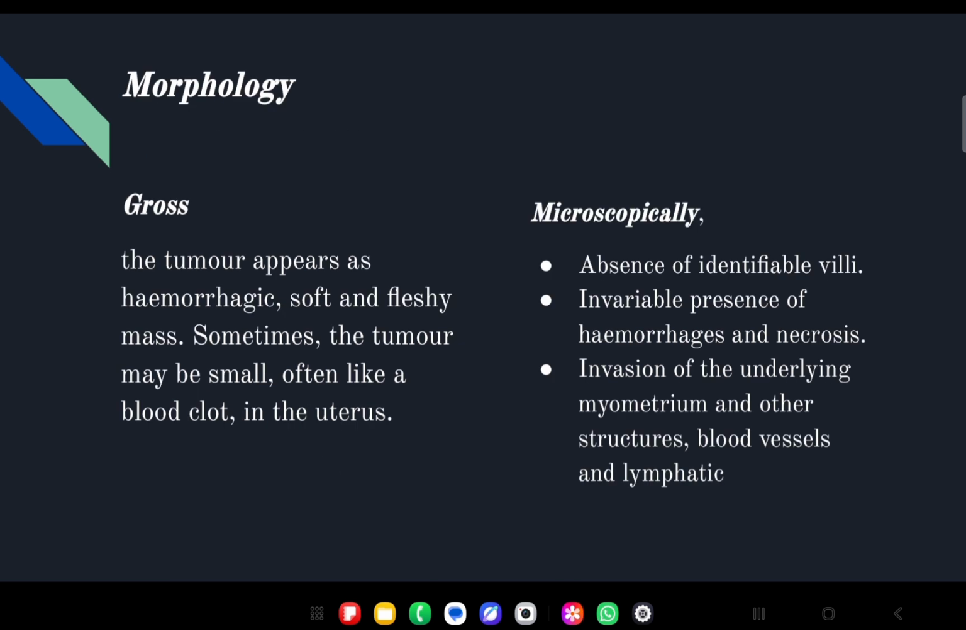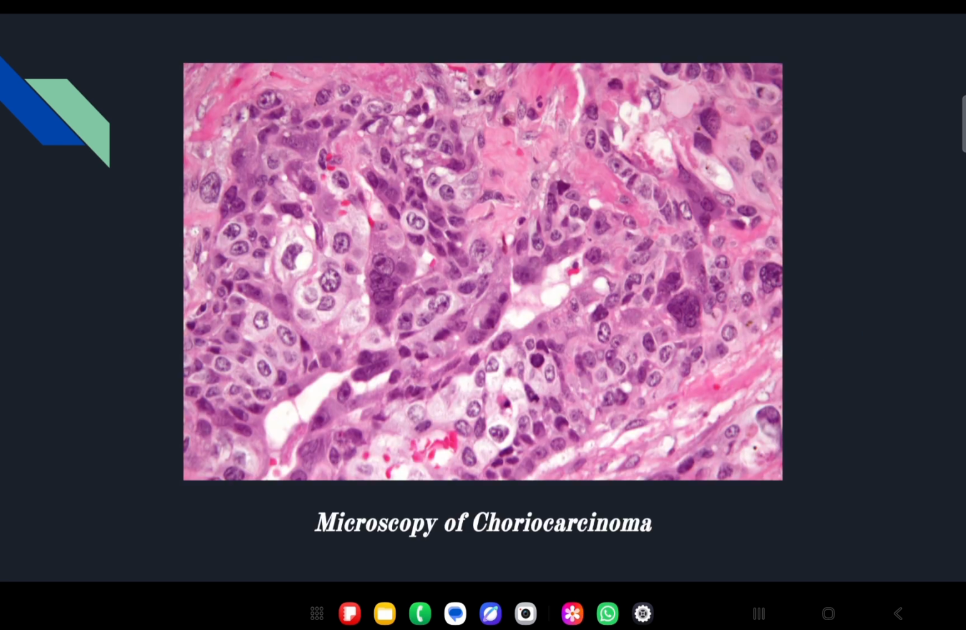Morphology. First, the tumor appears as a hemorrhagic, soft and fleshy mass. Sometimes the tumor may be small, often like a blood clot in the uterus. Microscopically, there is an absence of identifiable villi, as there is a proliferation of syncytio- and cytotrophoblasts, so the villi are not identified properly, and there is invariable presence of hemorrhagic necrosis, and invasion of the underlying myometrium and structures, blood vessels, and lymphatics. These are the microscopic findings. This is the microscopic finding in which we can see the invasion of the malignant cells into the myometrium.